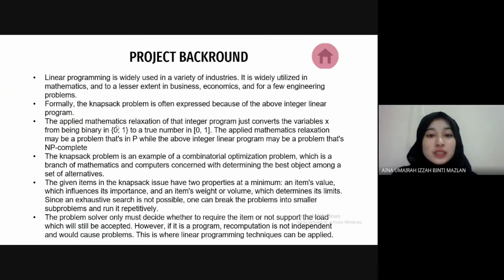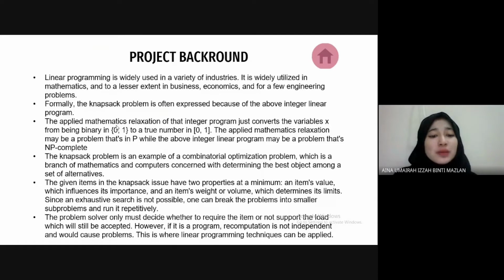Linear programming is widely used in a variety of industries. It is widely utilized in mathematics and, to a lesser extent, in business, economics, and new engineering problems. Formally, the Knapsack problem is often expressed as the above integer linear program. The relaxation of that integer program just converts the variables x from being binary, in brackets 0, 1, to a real number in brackets 0, 1. So the relaxation may be a problem that's in P, while the above integer linear program may be a problem that's NP-complete.